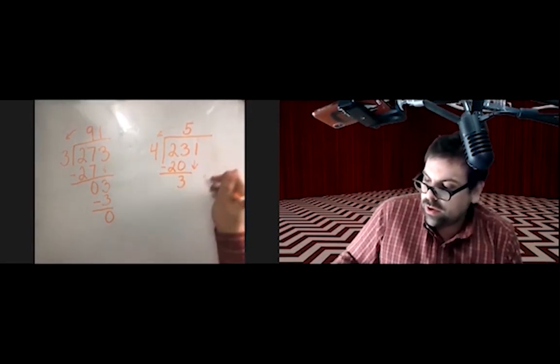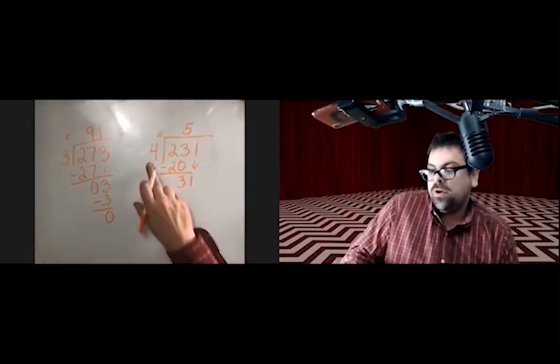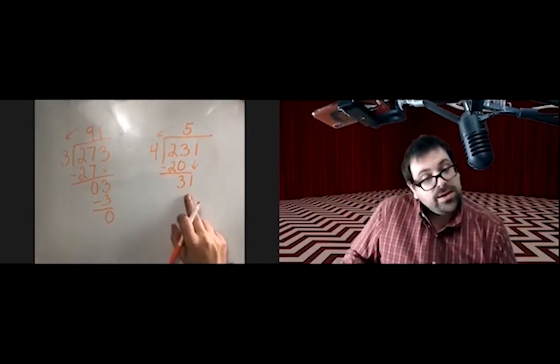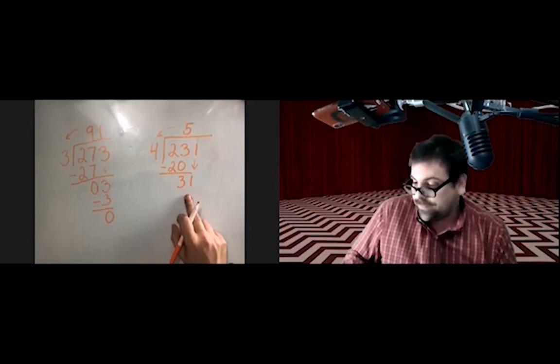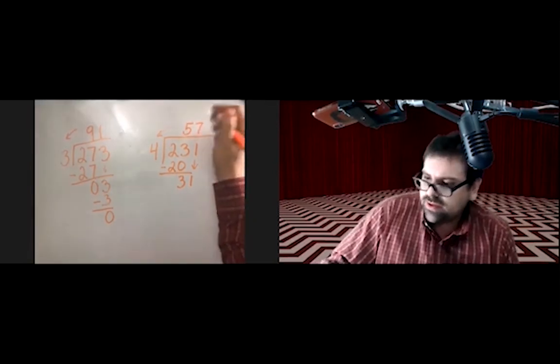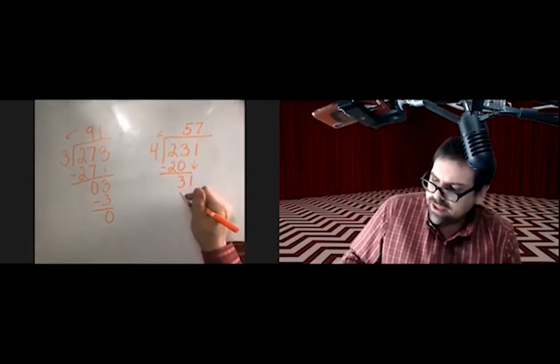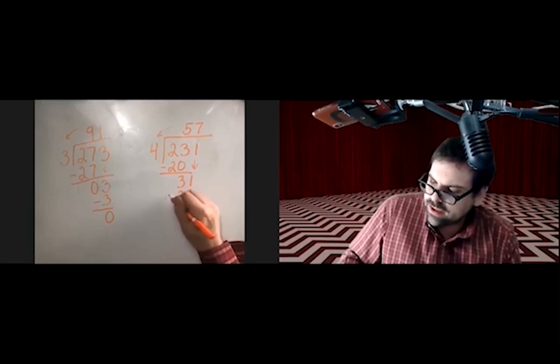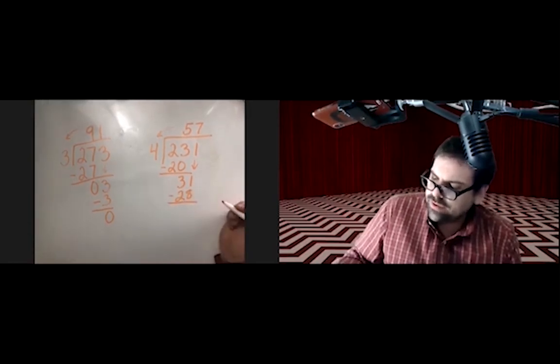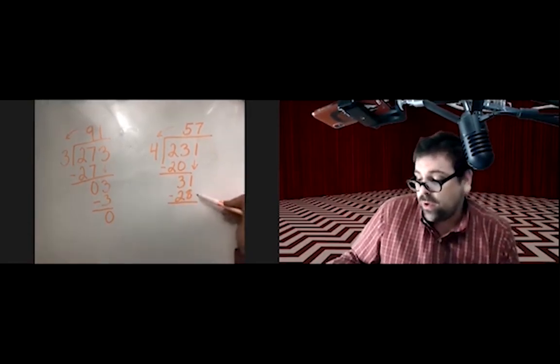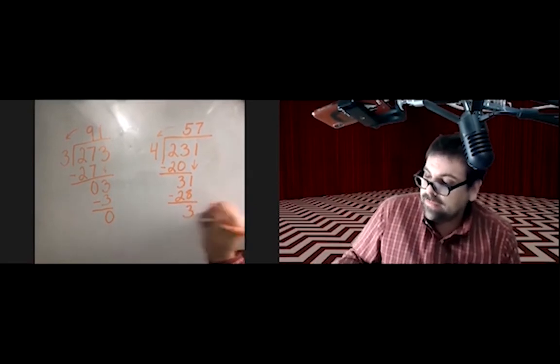Bring down the 1. 4 goes into 31 how many times? 32 is too much, so 8 is too many. It must be 7. 7 times 4, multiplying around the corner, is 28. Subtract. We have a remainder. 31 minus 28 is 3.